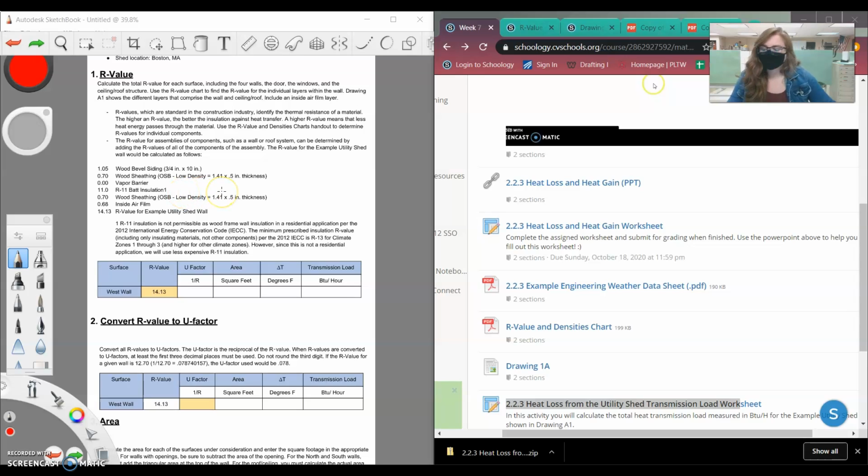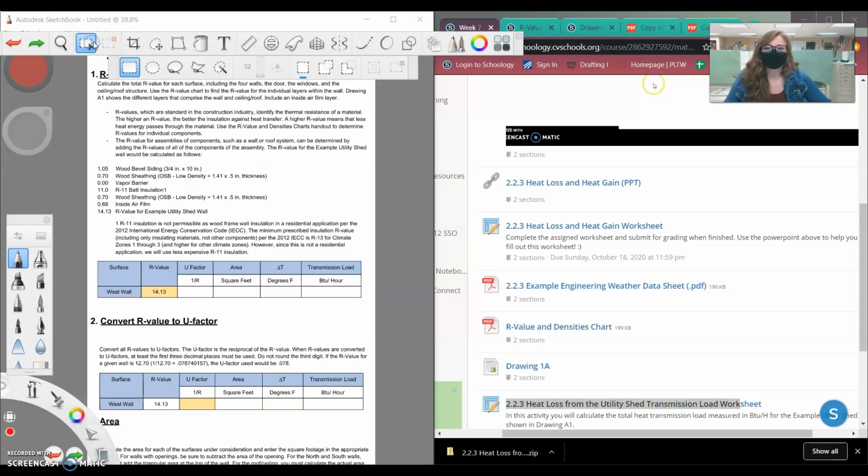Hello everybody. Sorry again that I couldn't be here today, but I did want to go over with you more on the 2.23 heat loss from the utility shed transmission load worksheet. So I know that you probably started on the notes and you hopefully got that assignment done and submitted. And now you've moved on to the transmission load worksheet.